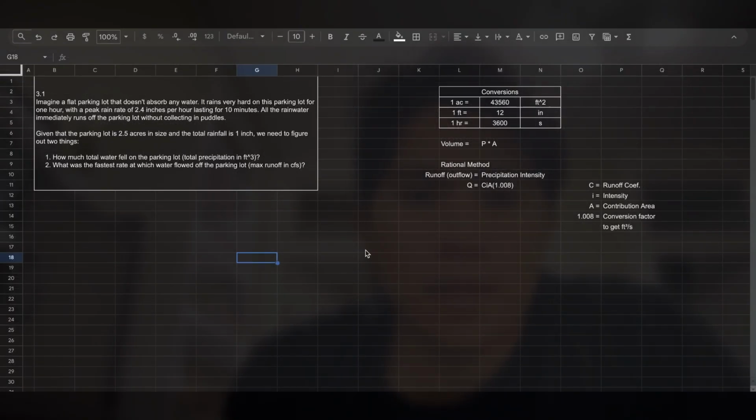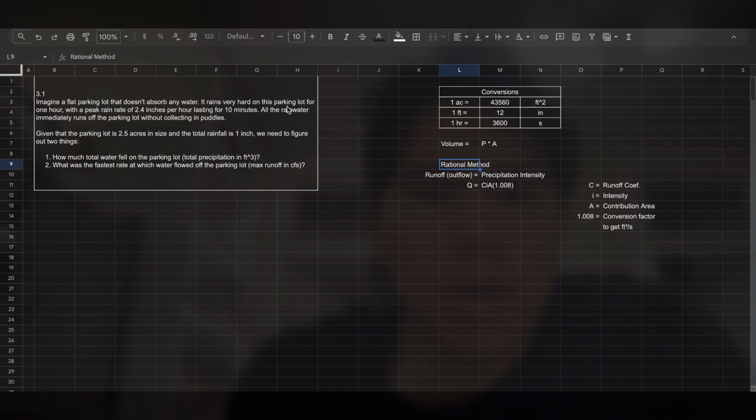Hi everyone. In this new video, we're going to introduce some new concepts, especially the rational method. So let's get started. Problem 3.1 says, imagine a flat parking lot that doesn't absorb any water.